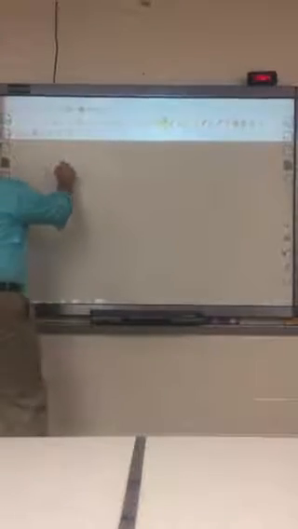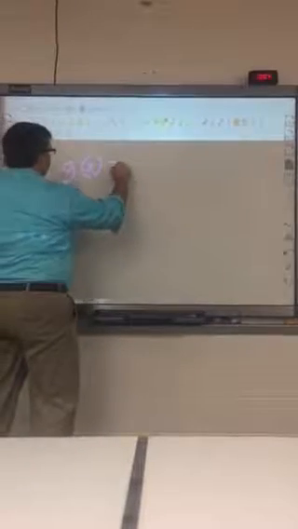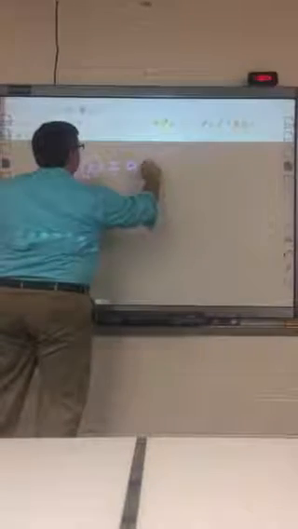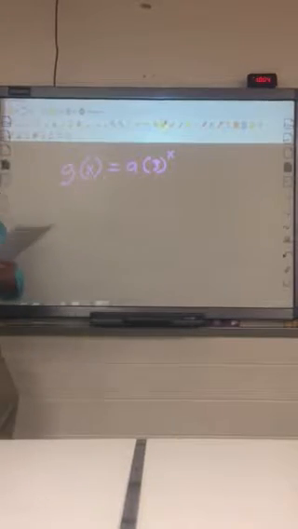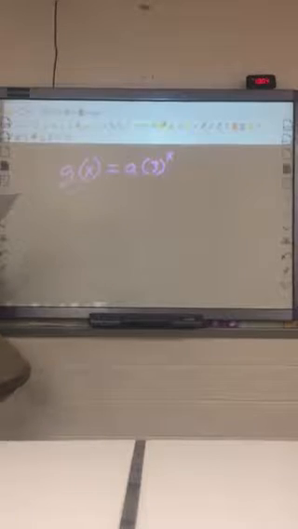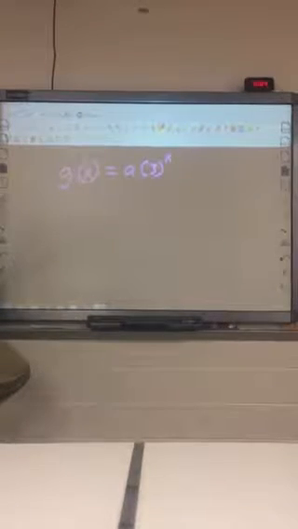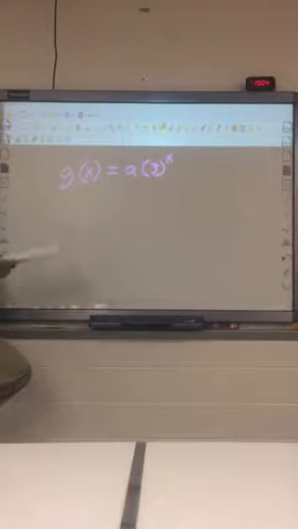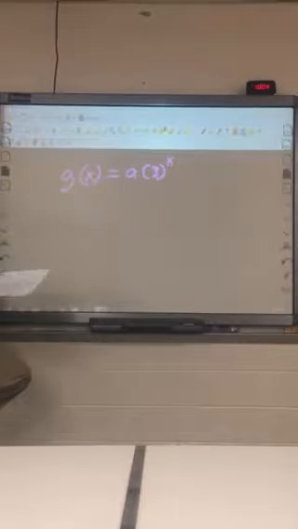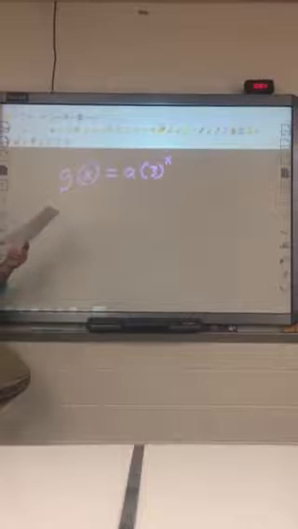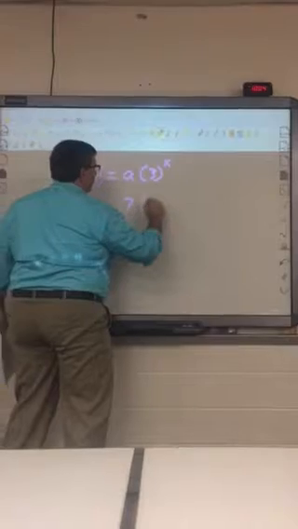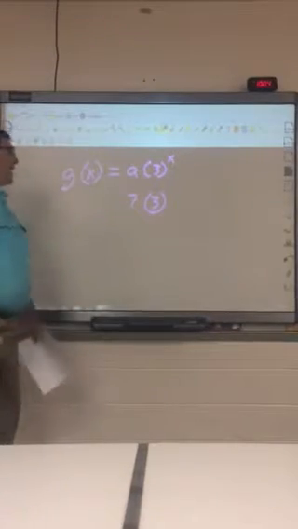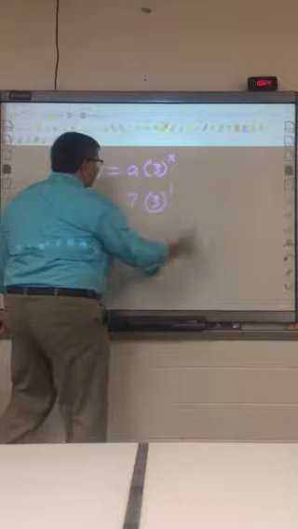Okay, number 8, consider the function g of x equals a times 3 to the x. They want to know, if a is greater than 0, what happens to g of x as a increases? Well, give me a number between 4 and 12. 7. Okay, so let's make a 7, and let's make x the first power.